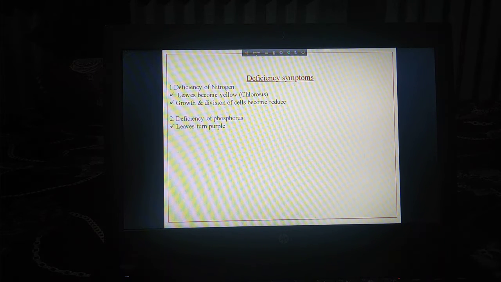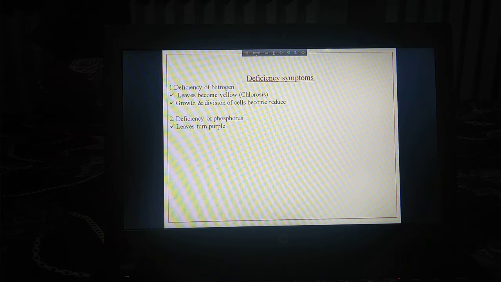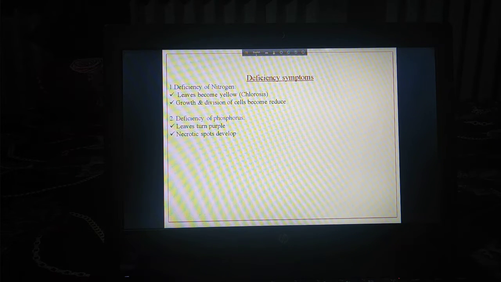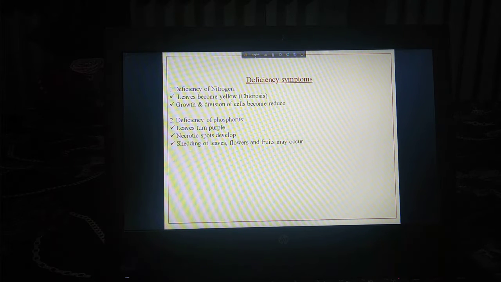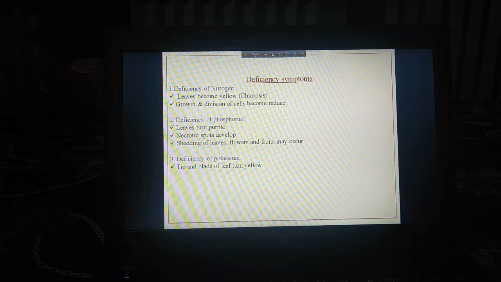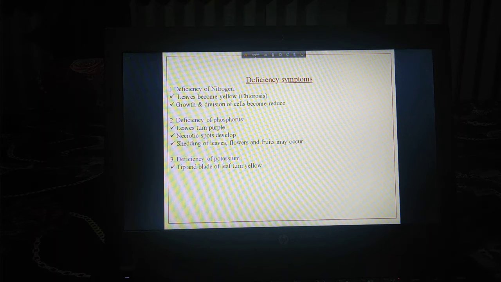নাইট্রোজেনের ডেফিসিয়েন্সি হলে সেখানে আমরা দেখতে পাচ্ছি লিভস বিকাম ইয়েলো হচ্ছে, যাকে আমরা ক্লোরোসিস বলছি। আর ফসফরাসের ডেফিসিয়েন্সি হলে লিভস টার্ন পার্পল কালার। দ্য ন্যাক্রোটিক স্পটস ডেভেলপ, শেডিং অফ লিভস, ন্যাক্রোটিক স্পটস মিনস এখানে একটু ভেজা, একটু পচে যাওয়া রট লাইক স্ট্রাকচার হবে এখানে। আর শেডিং অফ লিভস, ফ্লাওয়ার্স অ্যান্ড ফ্রুটস মে অকার, ঝরে পড়ে যাবে এগুলো। ডেফিসিয়েন্সি অফ পটাশিয়াম, টিপ অ্যান্ড ব্লেড অফ লিভ, লিভ ব্লেড and the tip of the leaf turn yellow, not the whole leaf.